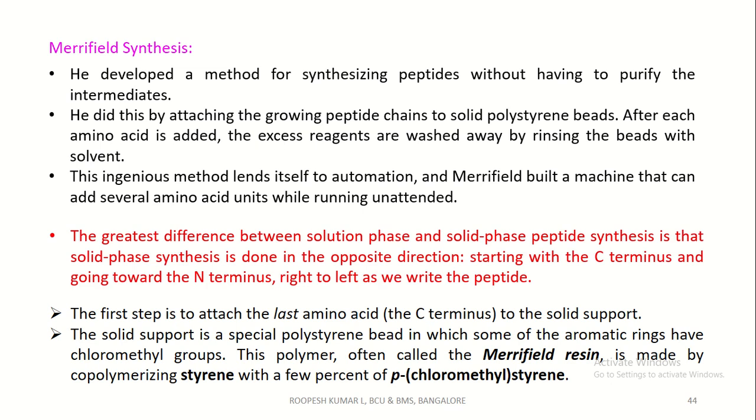Coming to the Merrifield synthesis. In 1962, a scientist called Robert Bruce Merrifield of Rockefeller University developed a method for synthesizing peptides without having to purify the intermediates. He did this by attaching the growing peptide chains to solid polystyrene beads, that is, a polystyrene polymer. After each amino acid is added, the excess reagents are washed away by rinsing the beads with solvents.